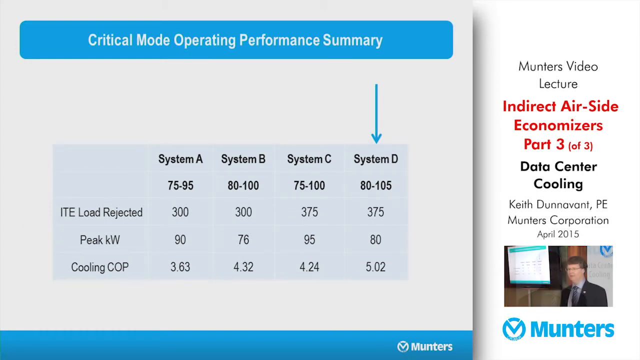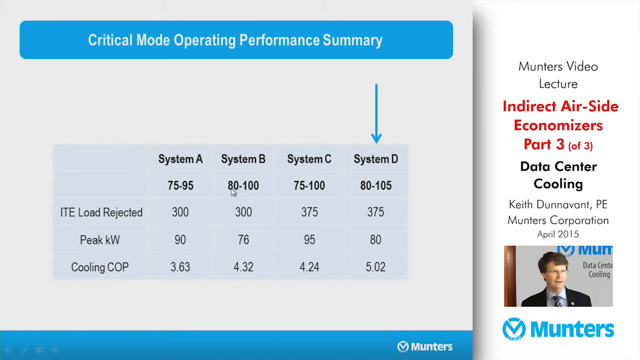Lastly, we're going to look at the critical mode operating performance. And this is going to be a summary of now peak kilowatts consumed by each of the different systems. So for system A, which was a 75 to 95 machine, 300 kilowatts, its peak kilowatt consumption is 90. And that is per machine. The COP is 3.63, so we've got 5 machines running at this critical mode and still operating pretty efficiently.